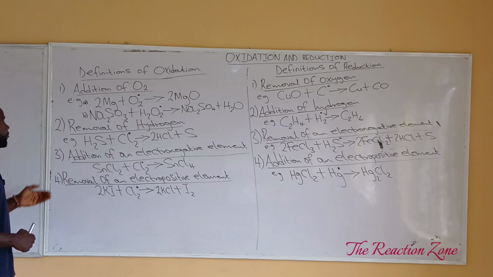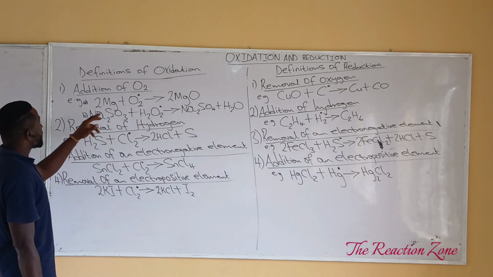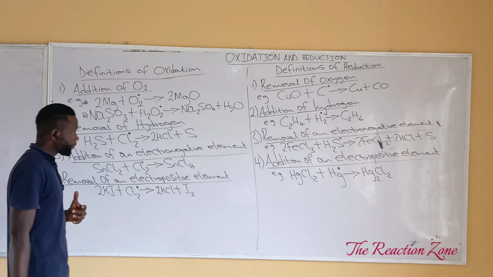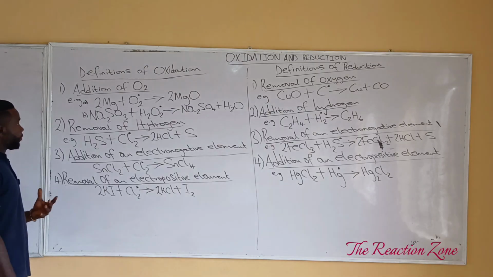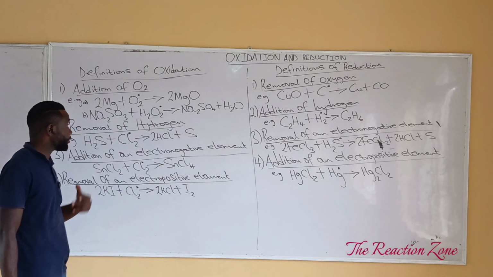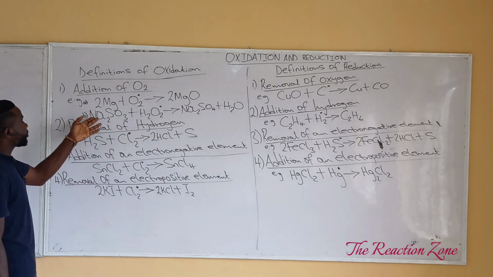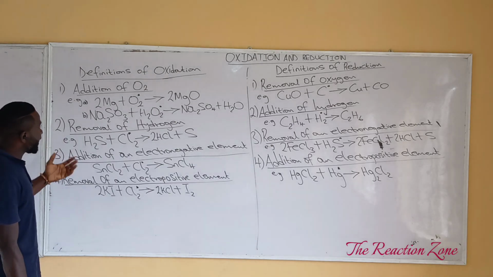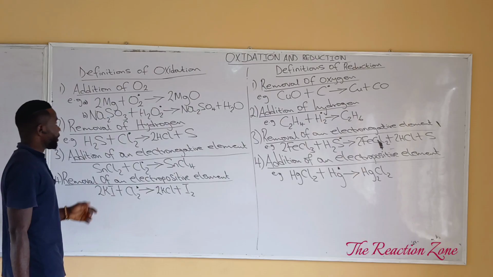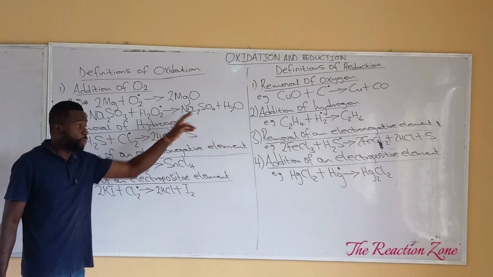The two examples we have here are as follows. The first one shows the reaction between magnesium and oxygen to give magnesium oxide. In this particular example, magnesium is being oxidized to magnesium oxide. In the second example, sodium sulfide is being oxidized by hydrogen peroxide to give sodium sulfate, because an oxygen is added from hydrogen peroxide to sodium sulfide to form sodium sulfate.